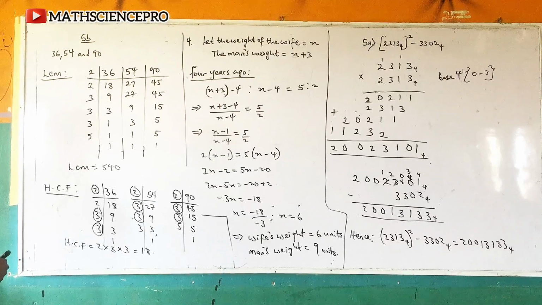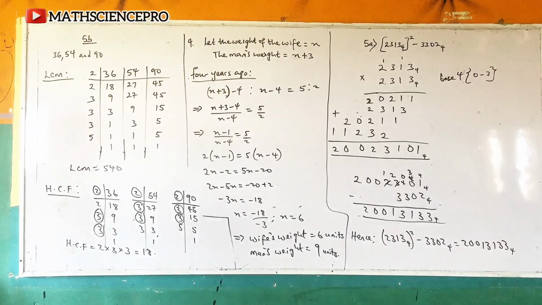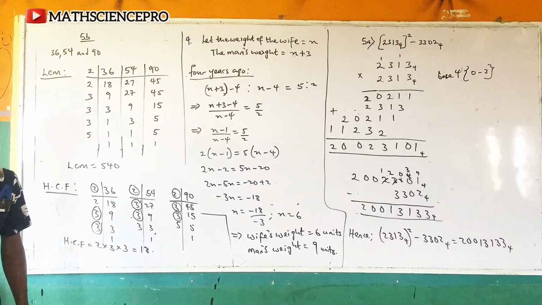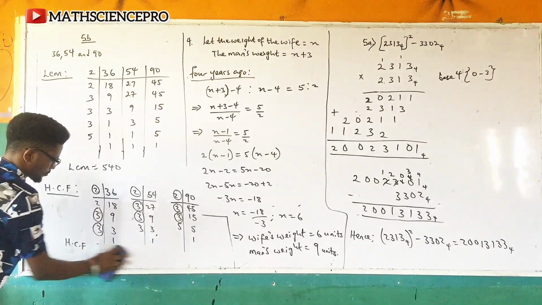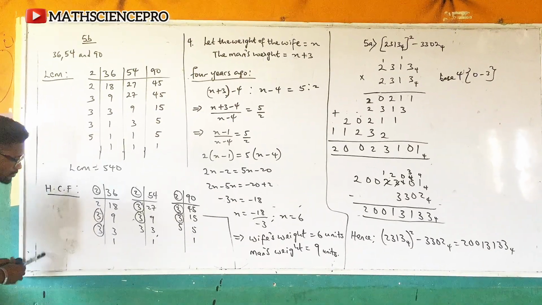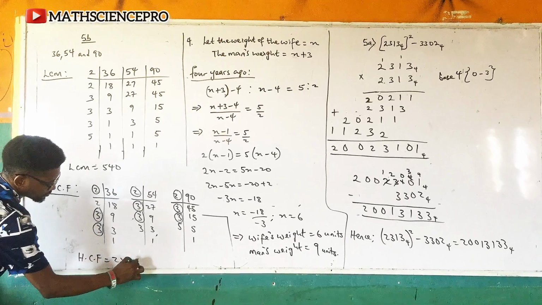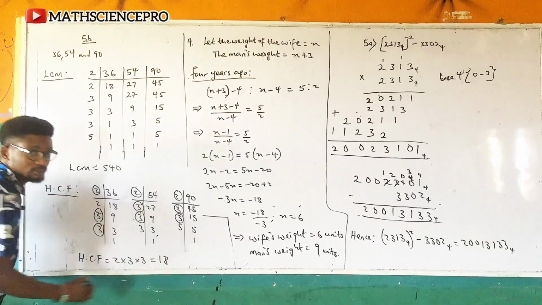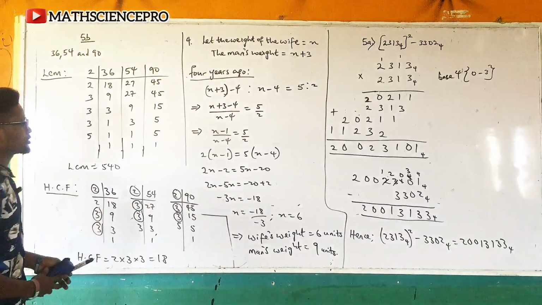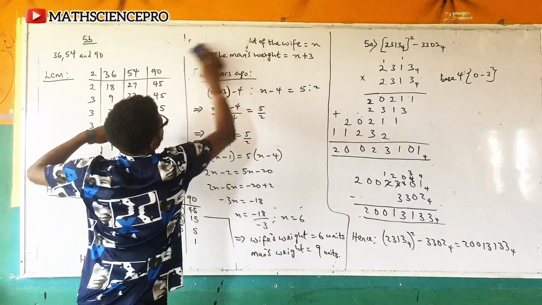The LCM is HCF, sorry. Let me write this so I'm not going to get confused. So the HCF is going to be 2 multiplied by 3 multiplied by 3. That is 18. So the HCF is 18. Let me finish up my solution here.